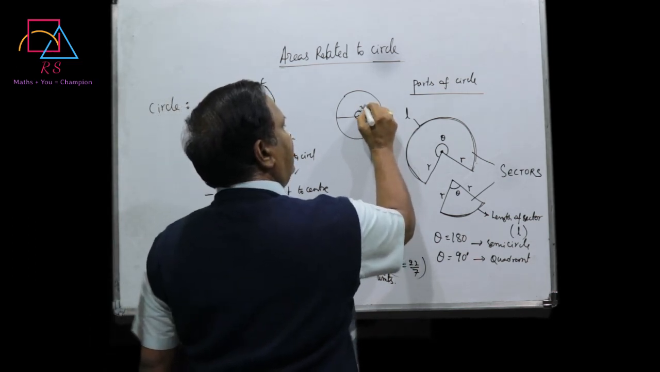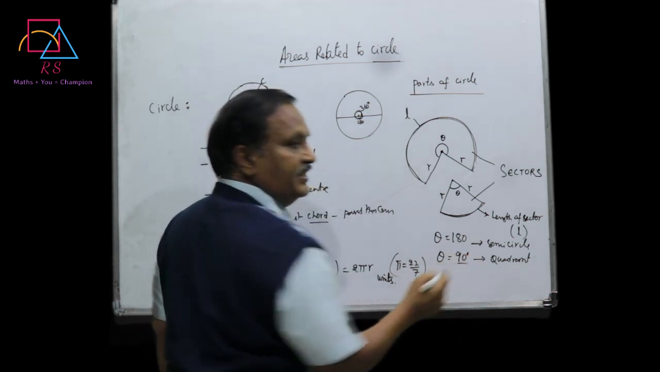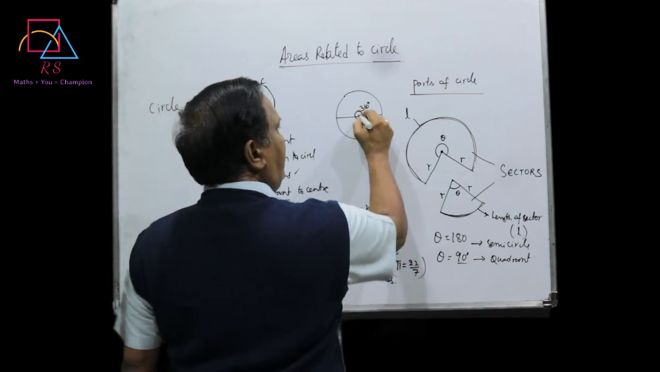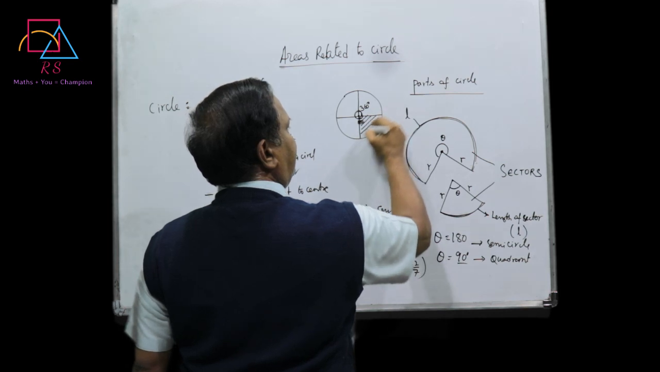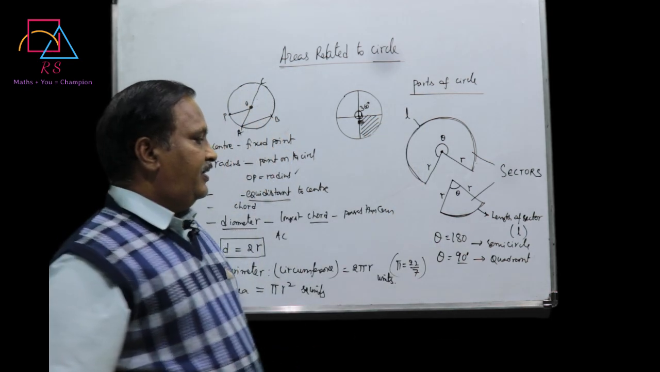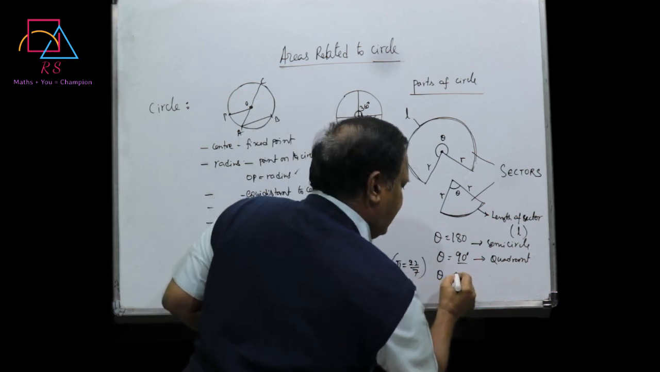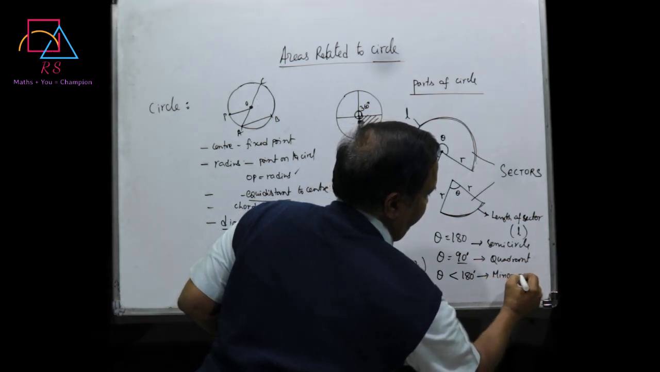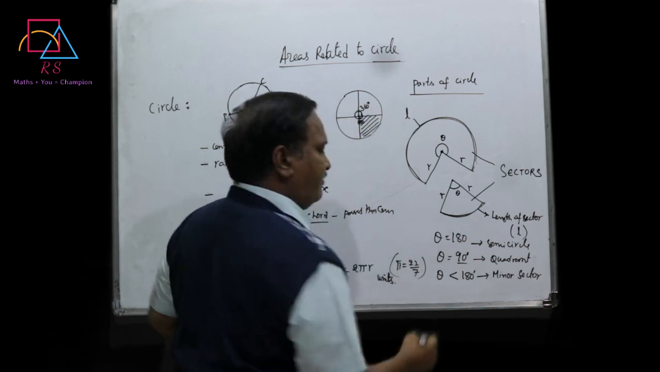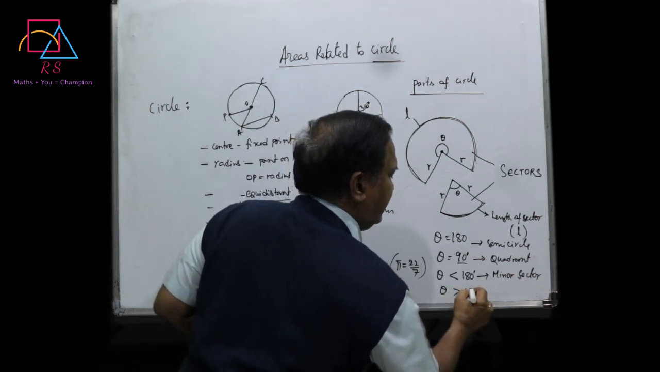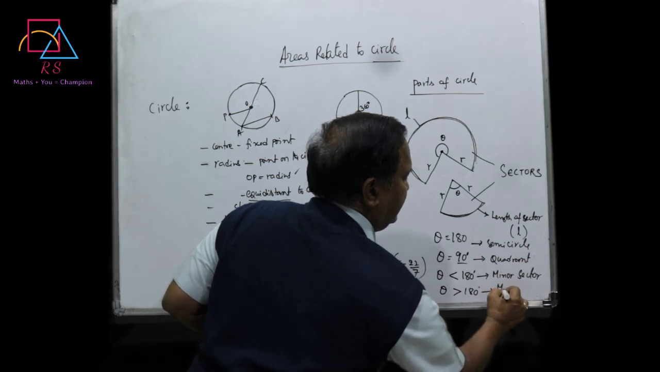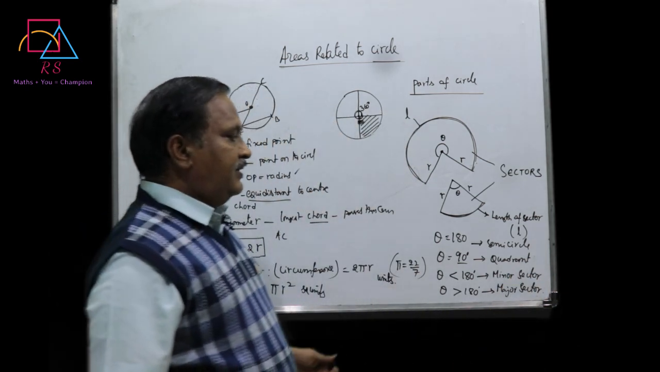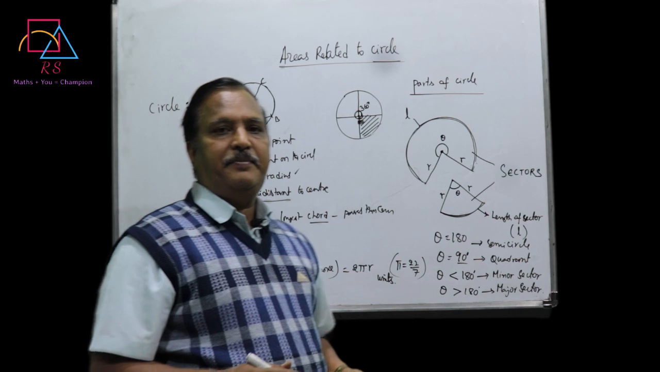Total angle at the center is 360 degrees. So 90 is 1/4. So then we call each part a quadrant. So this is 90 degrees. This is called a quadrant. If theta is less than 180 degrees, then we call it a minor sector. If theta is more than 180 degrees, we call it a major sector. Okay? So this is just simply basic terminology.